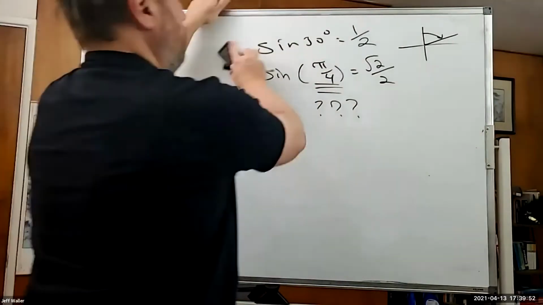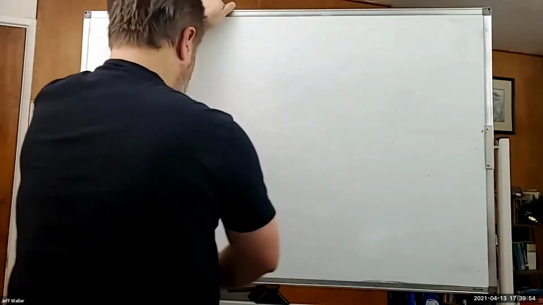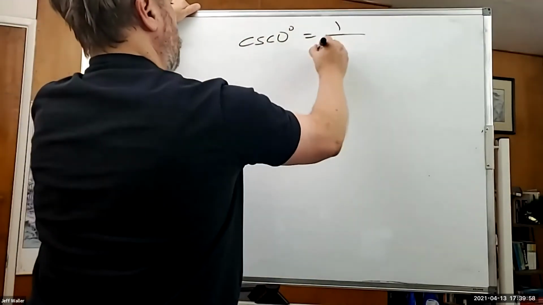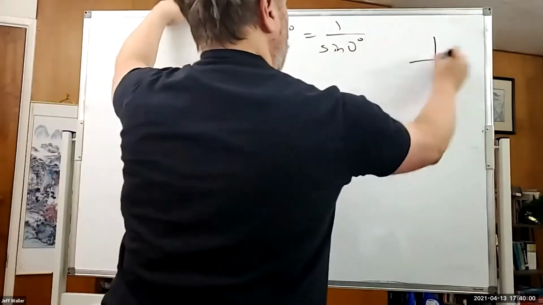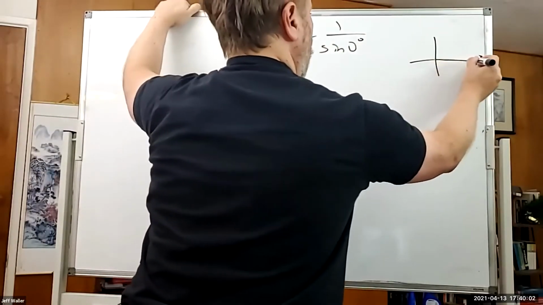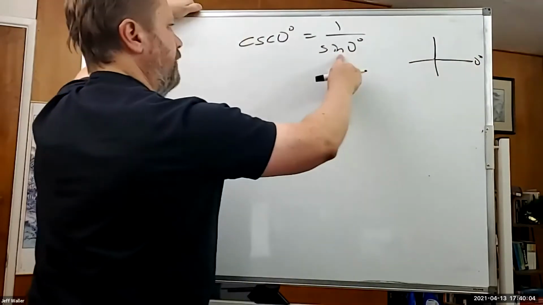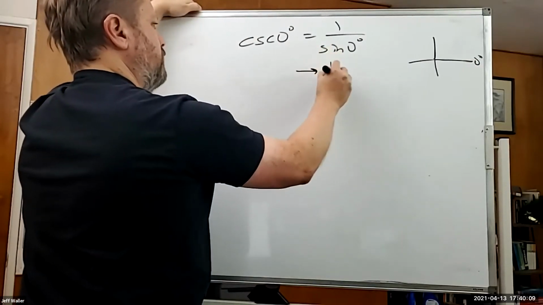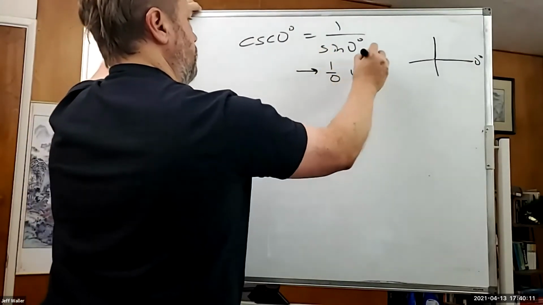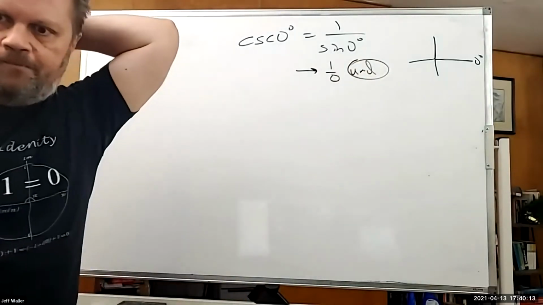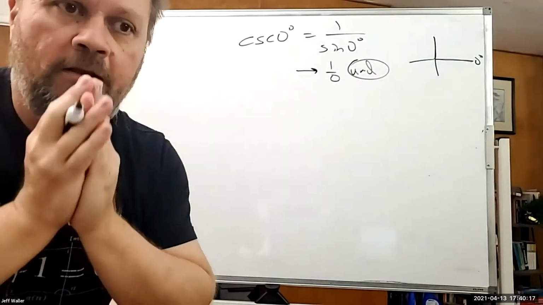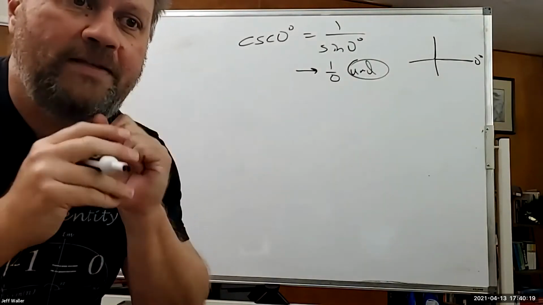So coming back, cosecant of 0 degrees equals 1 over sine of 0 degrees. At 0 degrees, it's all x, no y. So sine hates it there. So this would go to 1 over 0, which is undefined. Which is actually what? We know better now. What does that really mean?